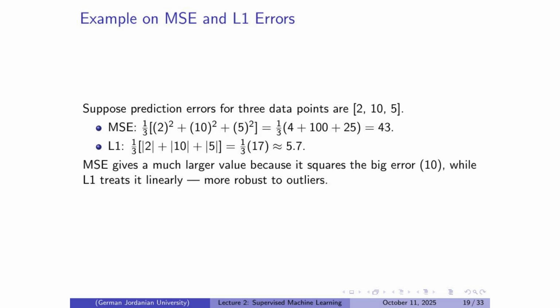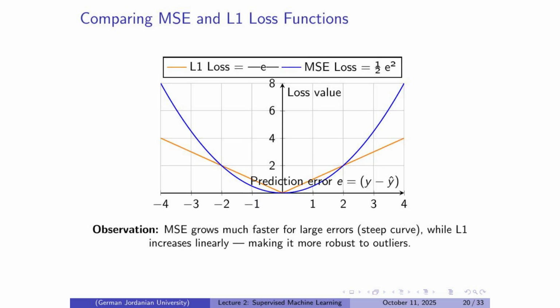Here we compare both with the same data. MSE gives a higher number because it squares large errors, while L1 gives a smaller average. It's more forgiving. The blue curve is MSE. The orange line is L1. Notice how MSE grows faster, a steep curve, while L1 grows linearly. This is why L1 is more robust to extreme values.